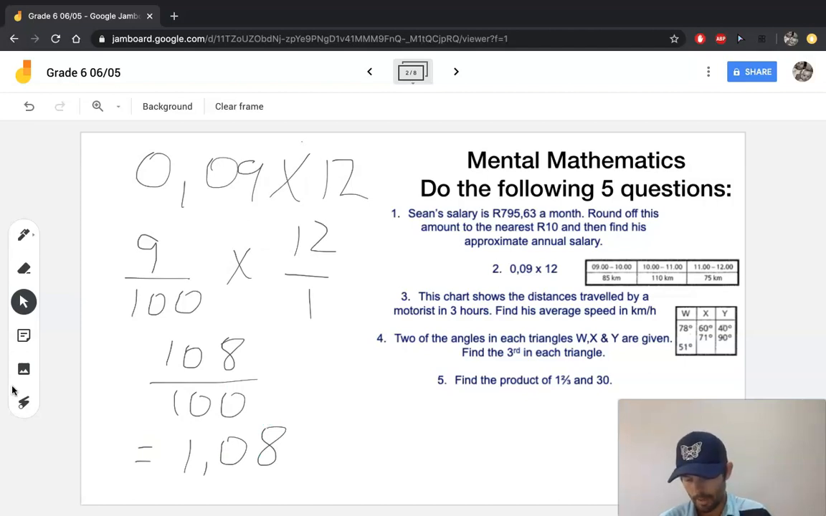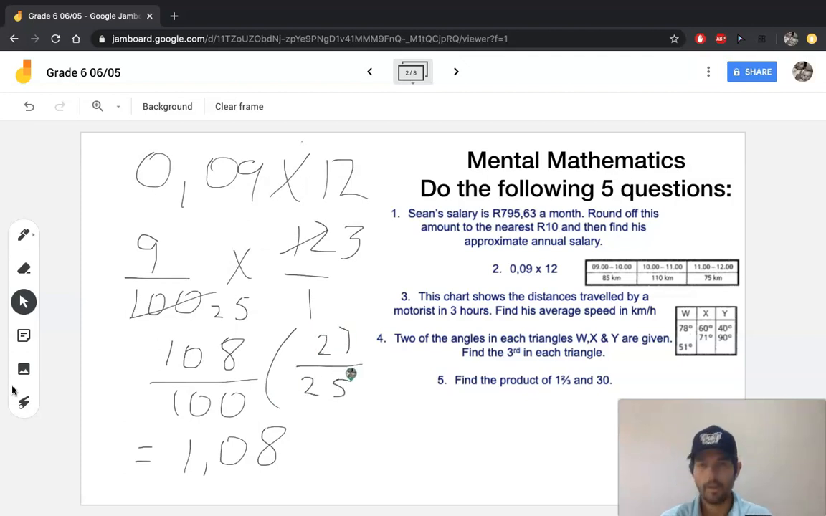Alternatively, I could have simplified diagonally, okay, and we know that 4 goes into 12 3 times, and 4 goes into 125 times. Okay, and then we could have done 9 times 3 is 27 over 25. Okay, that would have been a bit tricky to work out the decimal from there. But if you wanted to, you could divide 27 by 25, and you'd get 1,08.